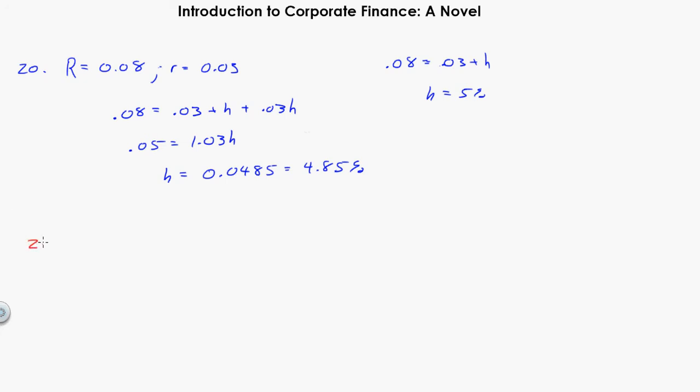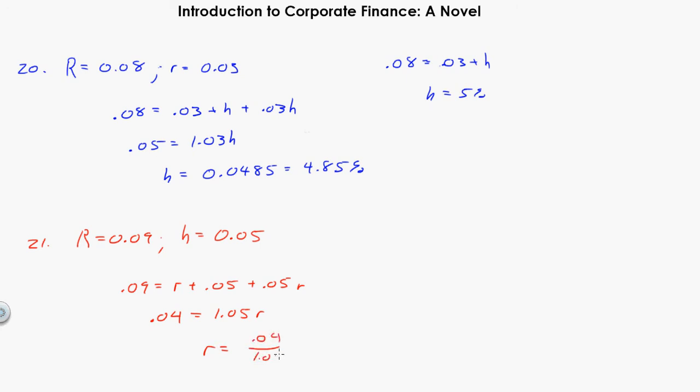Okay, so looking at number 21, which is going to be the same type of thing. 21 says the nominal rate is 0.09 or 9%, and it says the inflation rate is 0.05 or 5%. Before I solved for inflation, now I'm going to solve for real, but the math is exactly the same. So doing this exact, I have 0.09 is equal to the real rate plus 0.05 plus 0.05 times real. So 0.04, excuse me, taking the 9, subtracting the 5, is equal to 1.05 r. So r is equal to 0.04 divided by 1.05.